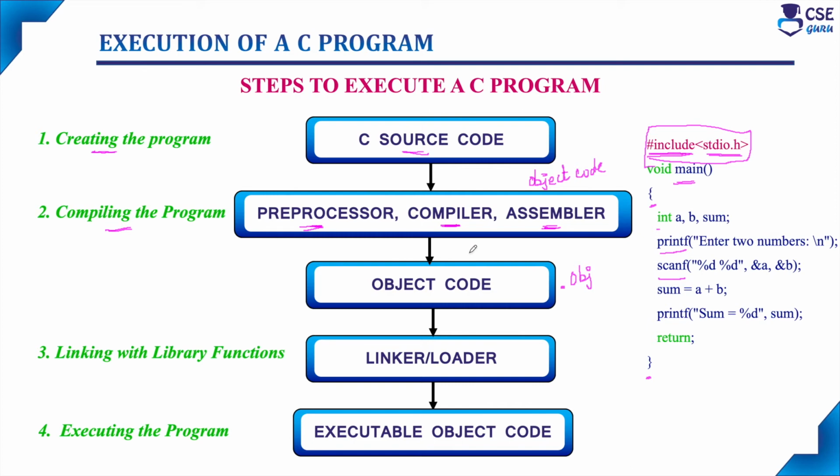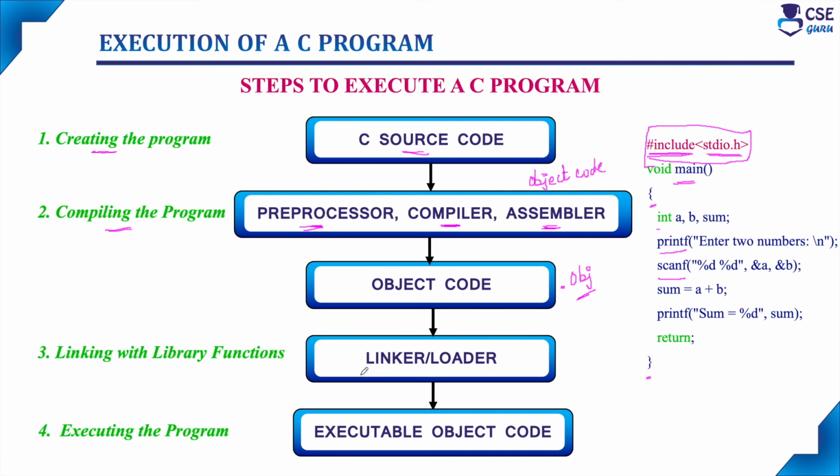If the programmer fails to follow any syntax rule, an error will automatically be raised by the compiler. The programmer needs to debug and rectify the errors. Once the compilation is successful, that is, the complete program is free of errors, a .obj file will be created. So this is the second step in the execution of a C program, that is, compiling the program.